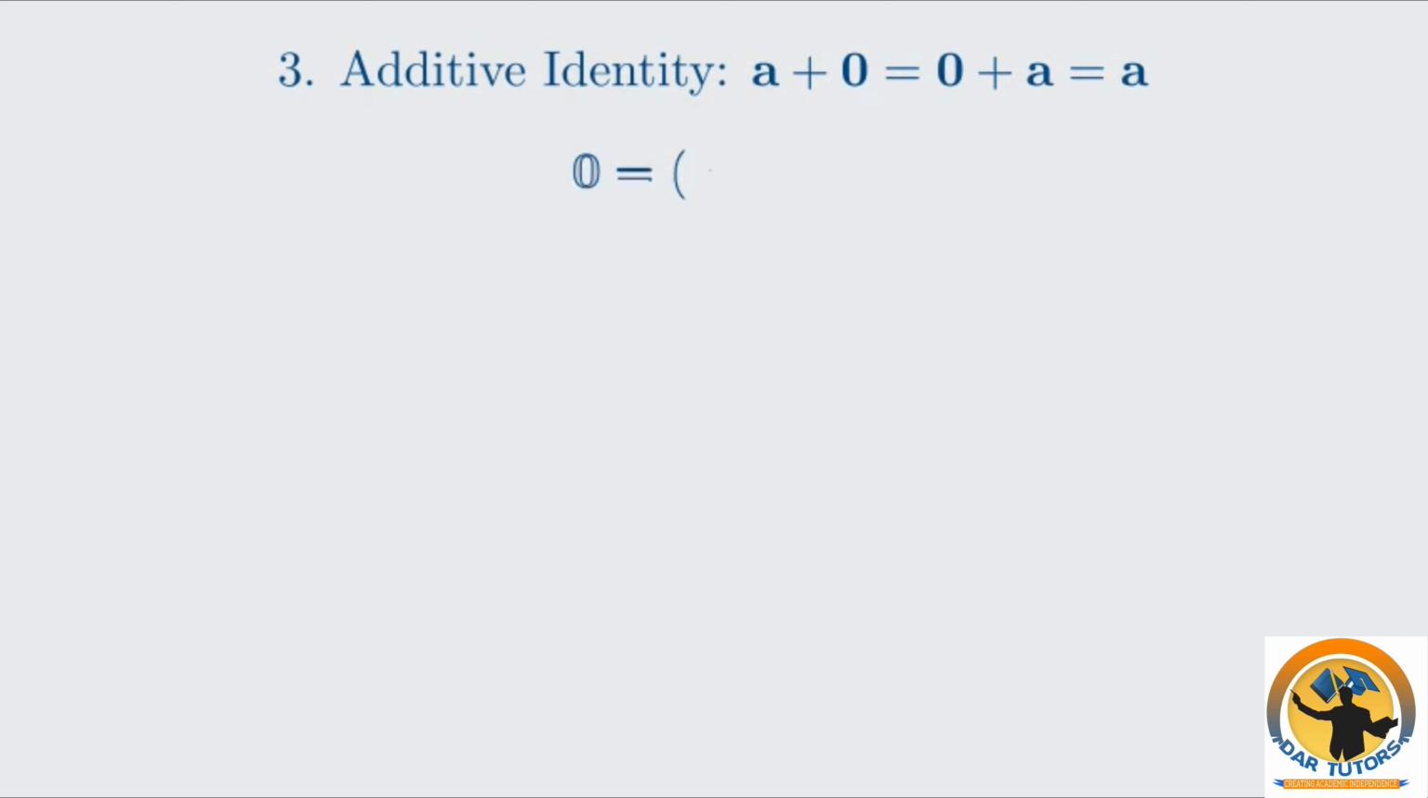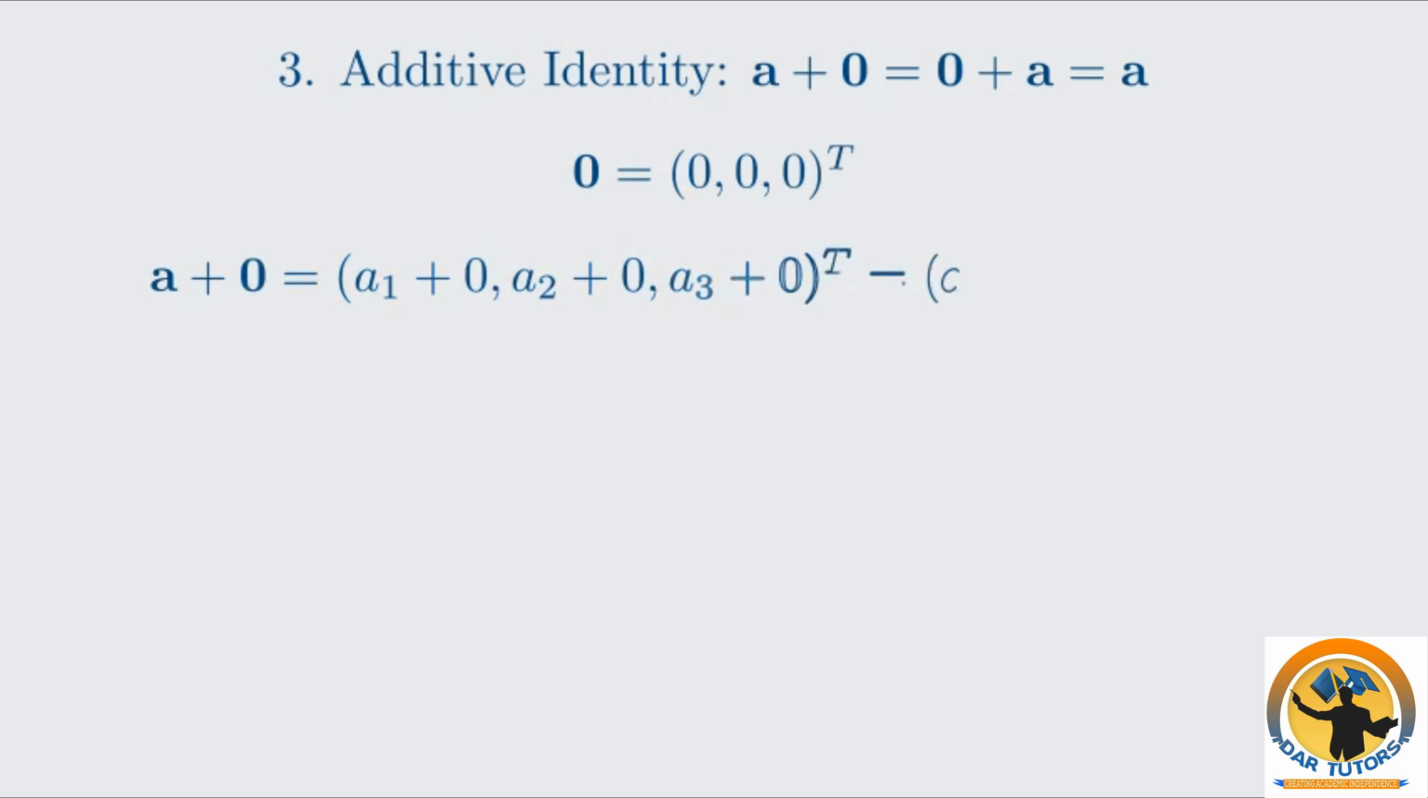Next, we have the additive identity property. This property introduces the zero vector, denoted by a bold 0. It states that adding the zero vector to any vector a leaves the vector unchanged. So a plus the 0 vector equals the 0 vector plus a, which equals a. The 0 vector is simply a vector where all components are 0. In 3 dimensions, the 0 vector is (0, 0, 0). If we add this to vector a, we get (a1 plus 0, a2 plus 0, a3 plus 0), which simplifies to (a1, a2, a3), which is just vector a.